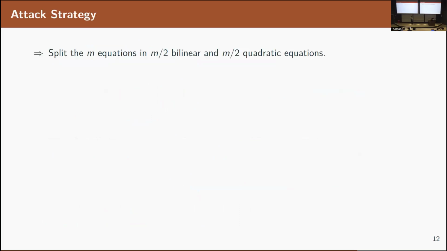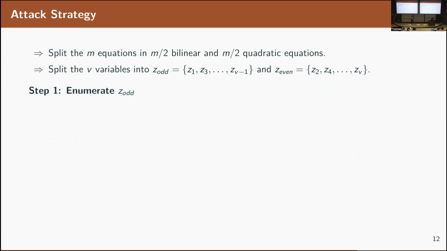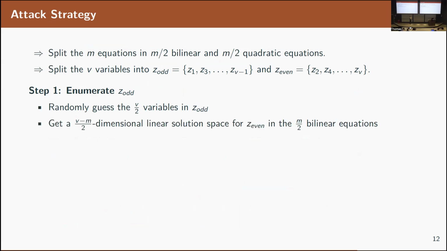So, in a nutshell, this is our attack strategy. We split the M equations into the m/2 bilinear equations and the m/2 quadratic equations. And we also split the variables into the odd and the even ones. And the first step is now to guess the odd variables. So we have to guess v over 2 variables. And we can do that because we have only m/2 equations, and v is larger than m. And we get a v minus m/2 dimensional solution space for the even variables when we do that.